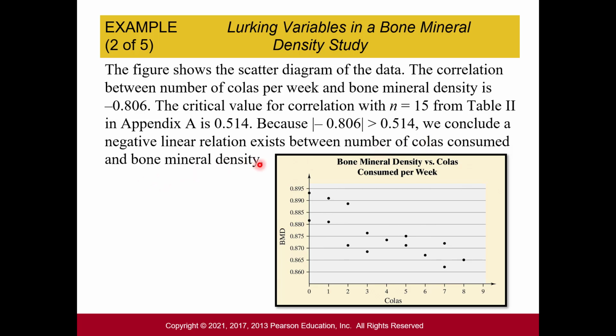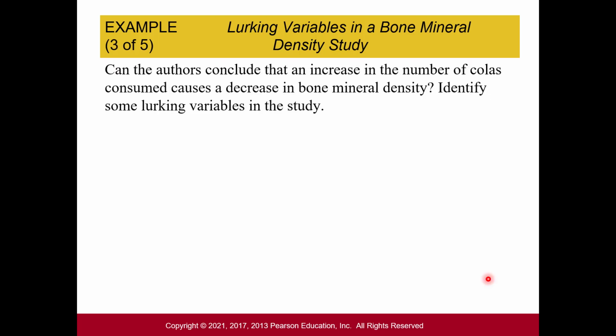Remember, negative linear relationship just means that the relationship is linear, but it's negative, meaning as one goes up, the other goes down. So this is saying as the number of cans of cola consumed goes up, the bone mineral density goes down. And we did it with our values here, but you can tell visually from our scatter plot that that's true.